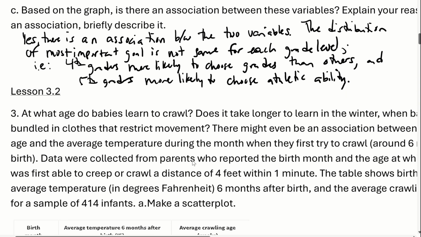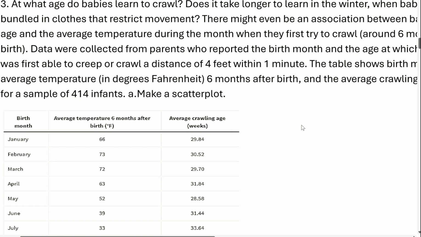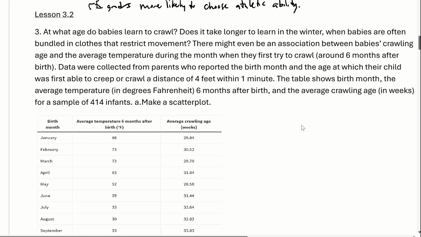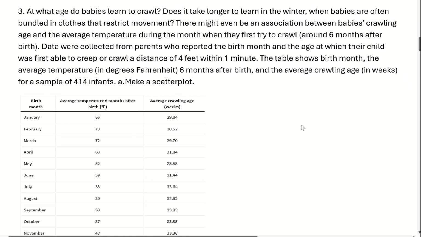All right, so let's look at lesson 3.2. At what age do babies learn to crawl? Does it take longer to learn in the winter when babies are often bundled in clothes that restrict movement? There might be an association between the baby's crawling age and the average temperature during the month when they first start to crawl, around 6 months after birth. So data were collected from parents who reported the birth month and the age at which their child was first able to creep or crawl at a distance of 4 feet within 1 minute. The table shows birth month, the average temperature 6 months after birth, and then the average crawling age.